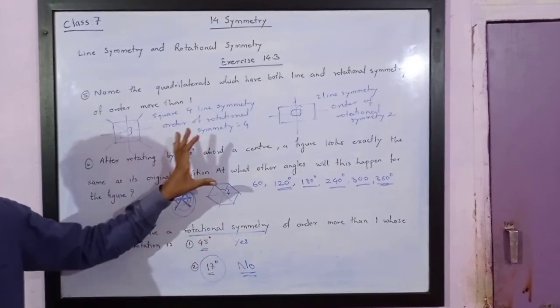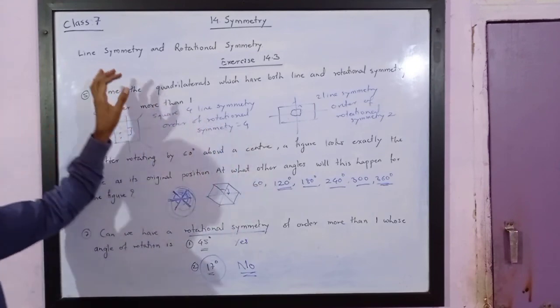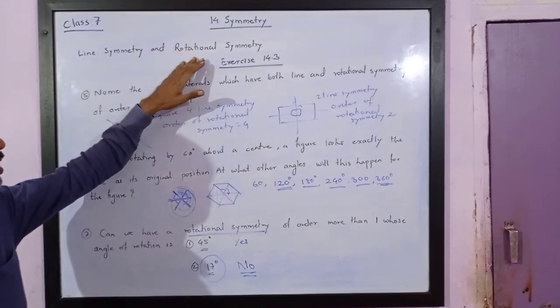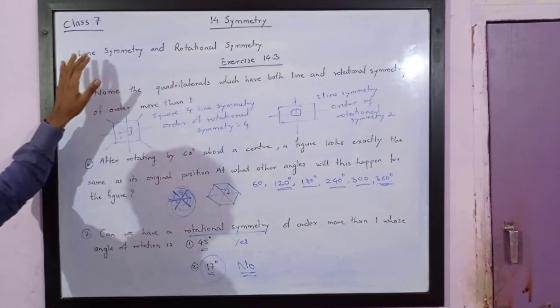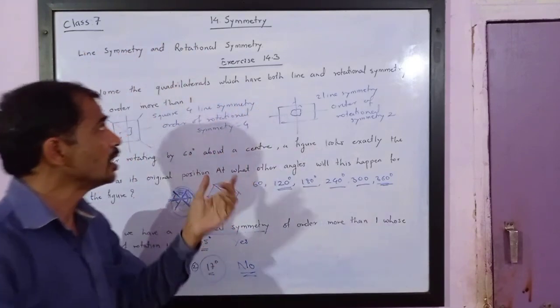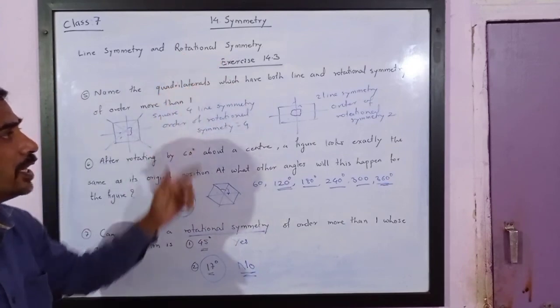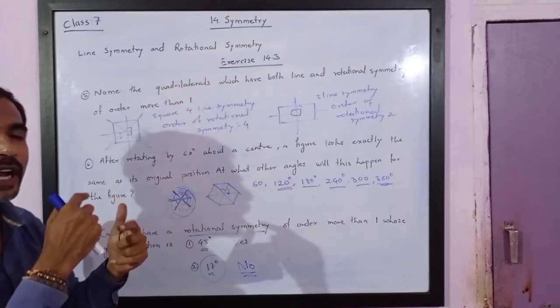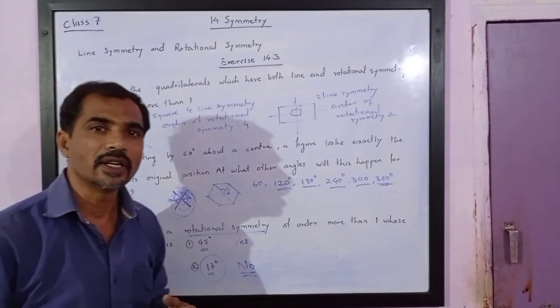I hope everybody's concepts are clear about line symmetry and rotational symmetry. Again I am repeating, in the case of line symmetry, we must get the mirror images of each other, and in the case of rotational symmetry, we get the same figure after rotating through a certain angle.